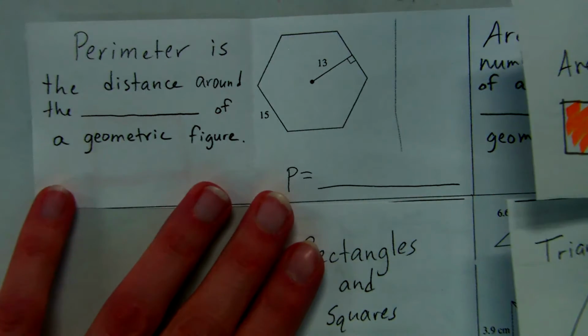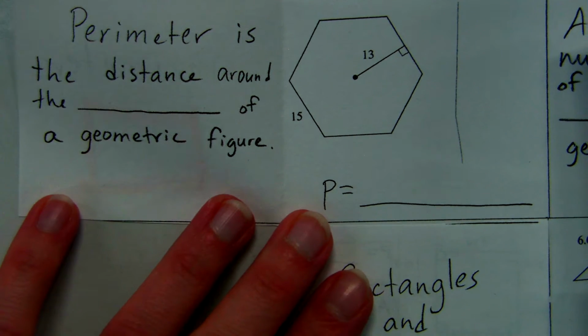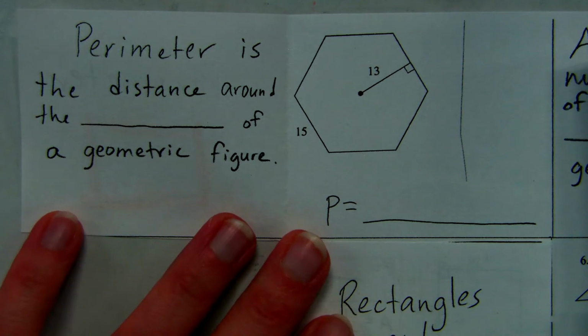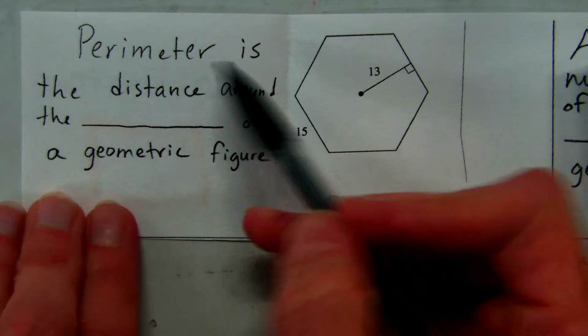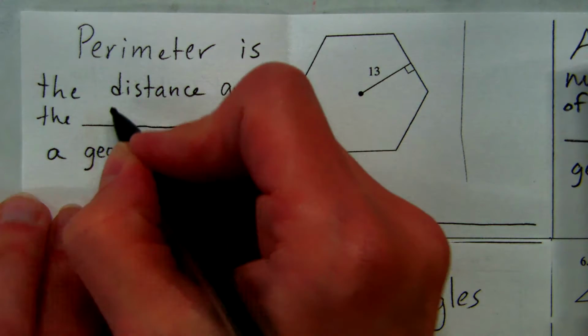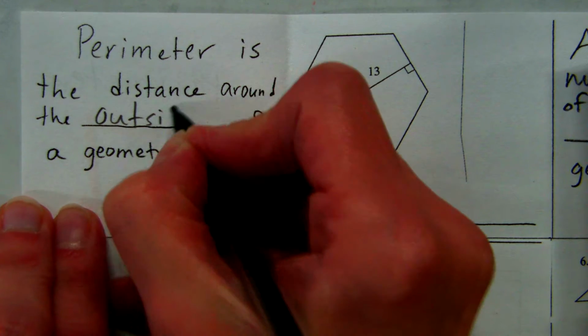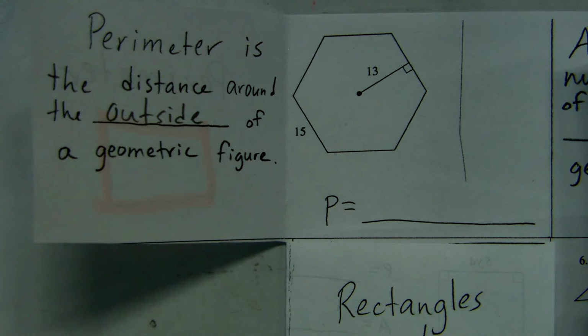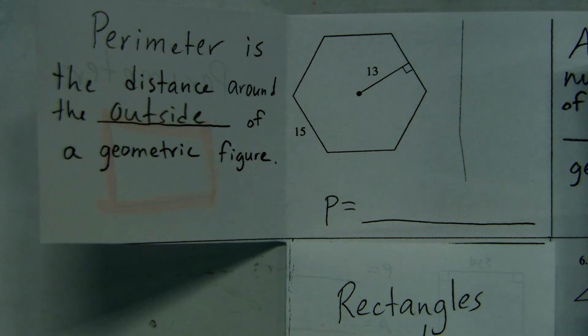Okay, so we're going to fill out the inside of our foldy for perimeter and area. And we're going to talk about perimeter first. So in the perimeter flap, perimeter is the distance around the outside of a geometric figure. Okay?